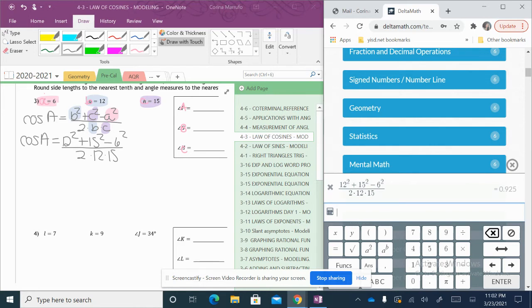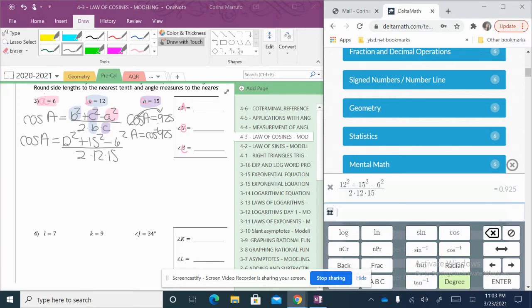0.925. So cosine of big A is equal to 0.925. Okay, so in order for us to solve for A, to get the cosine to the other side, we use the inverse cosine. So cosine inverse of 0.925. That's going to give me the measure of angle A.